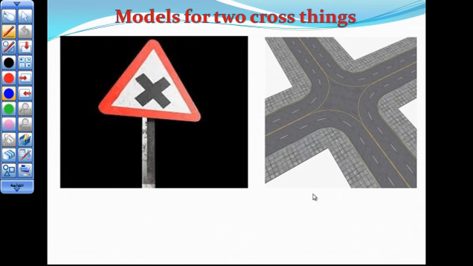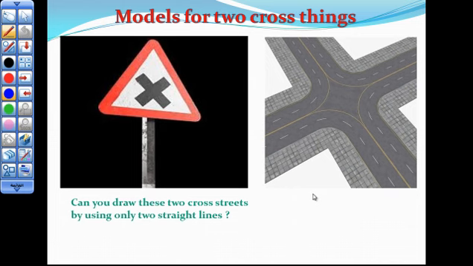Okay, I have an important question for you now. Can you draw these two cross streets by using only two straight lines? Yes, I can. Please try to do it by using only two straight lines. Pause the video right now, then continue watching and listening. If you did it, your drawing is going to look like this shape.